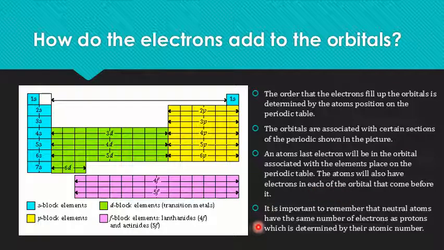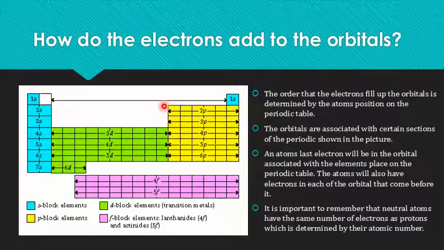It is important to remember that neutral atoms have the same number of electrons as protons, which is determined by their atomic number. So when we need to figure out how many electrons something has, we look at its atomic number. If that's a neutral atom, that's going to be its number of electrons and protons. So let me give you an example. If I wanted to figure out what orbitals were filled up for a particular element, we would start by finding that element on our periodic table.